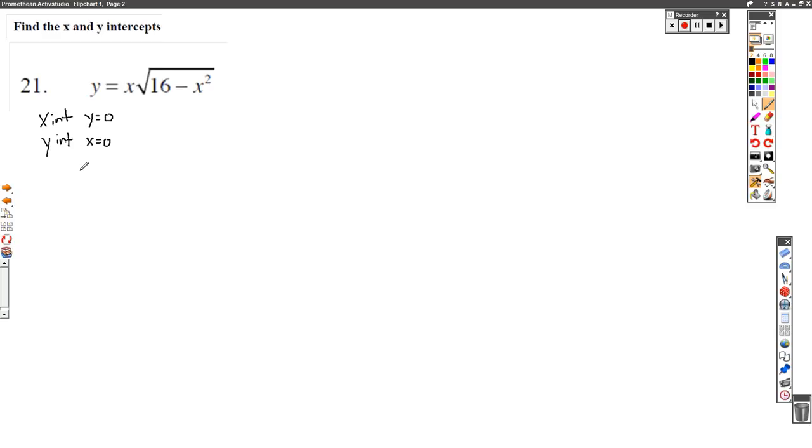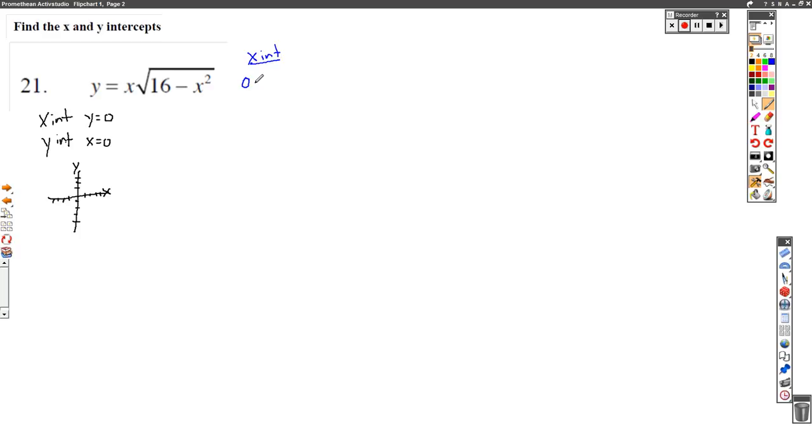This is because on the graph, for x-intercepts, y is always equal to 0, and for y-intercepts, x will always be equal to 0. So we'll find the x-intercept first since I wrote it first. Let's pick a color, blue. In blue we're going to find the x-intercept.